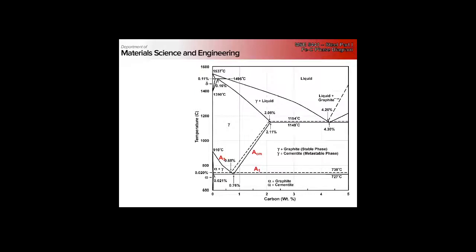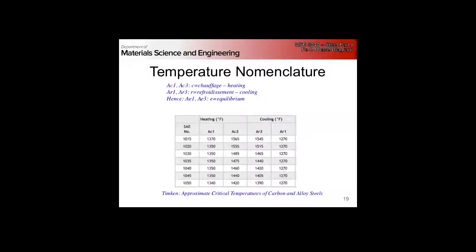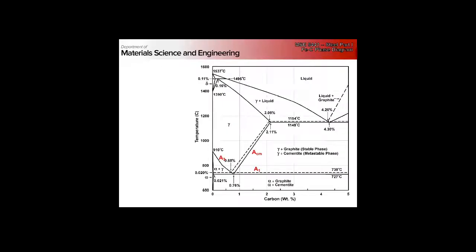right? And there's nomenclature that goes with that. There's A_c, A_r, A_e, these critical points, and if it's C, it means heating, and if it's R, it means cooling, and E means equilibrium, right? So the critical points are detailed in this way, right?